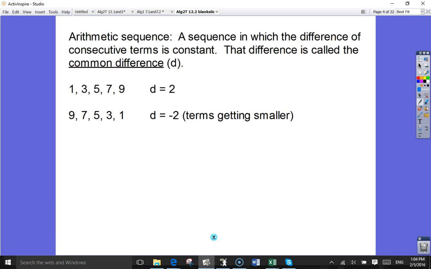So the difference of consecutive terms is constant. 3 minus 1 is 2. 5 minus 3 is 2. 7 minus 5 is 2. The common difference, d, is 2. In this one, the terms are getting smaller, so the common difference is negative. If the terms are getting bigger, it means you're adding a positive d. If the terms are getting smaller, then you must have a negative d.